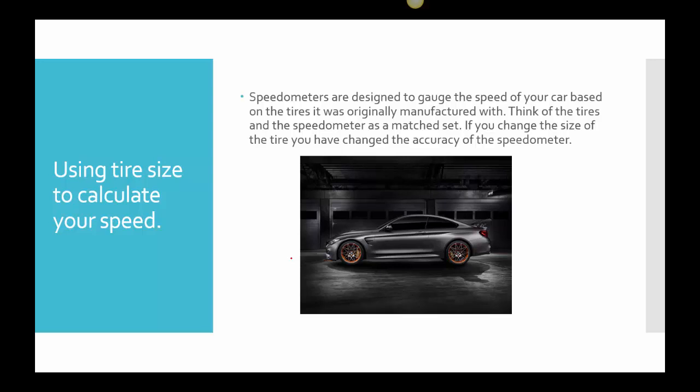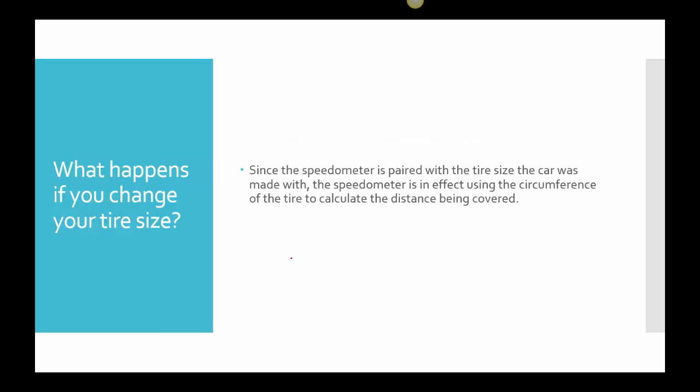So speedometers are designed to gauge the speed of your car based on the tires it came with. Right? So when they engineer these cars, they know exactly what kind of tires they're going to put on, what size they are, and then that helps you measure how far you go. So I want you to think of tires and the speedometer as a match set. If you change the size of the tire, you've changed the accuracy of the speedometer. So what happens if you change the tire size?